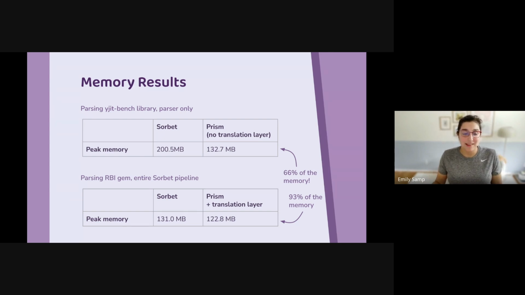Then, even when we ran the entire Sorbet pipeline with the translation layer, the peak memory usage with Prism and without ended up being about the same. So in the long run, even adding more code did not have an impact on the memory usage of Sorbet.